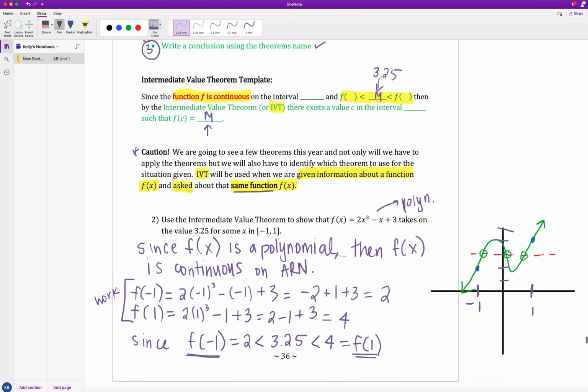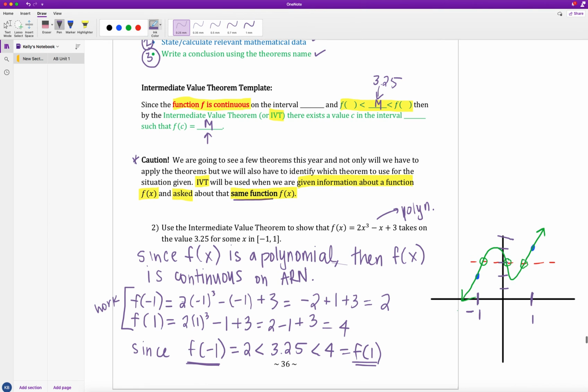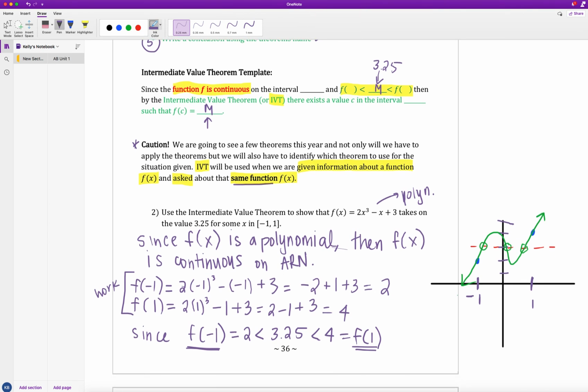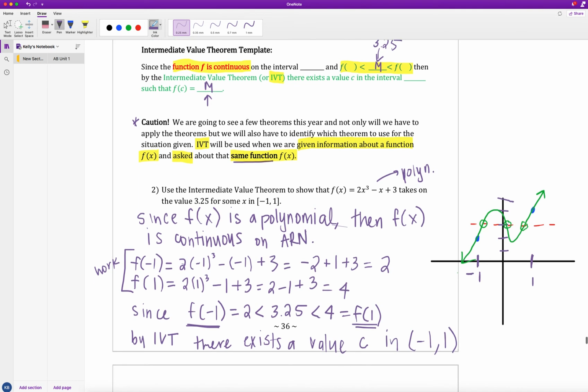Finishing off our conclusion, because that would be our third part there, is to write a conclusion using the theorem's name. I'm going to say by the intermediate value theorem, so by IVT, if I shorthand that, there exists, since that's what I'm trying to prove, a value, let's call it c, since I really don't know what that value is, in between -1 and 1, since that was the interval that we were working on the x-axis, such that f of c has to be equal to 3.25. That magical y value that we were trying to show does exist.